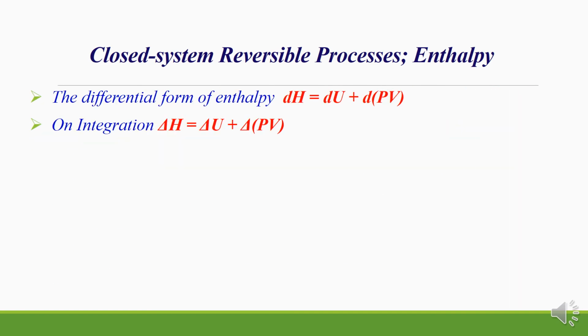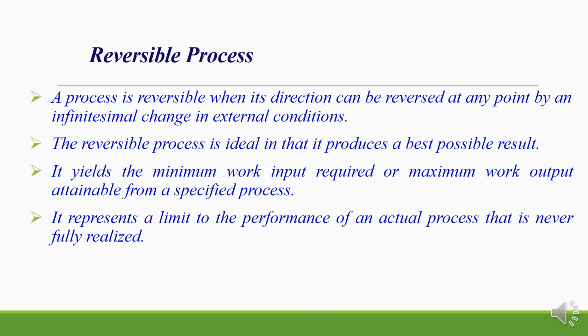So closed system, reversible process, enthalpy. In differential form, here if I put n equal to 1, this equation is possible. So here you will get dH is equal to dU plus d(PV), right? And on integration, this is in difference form. So it is very simple.